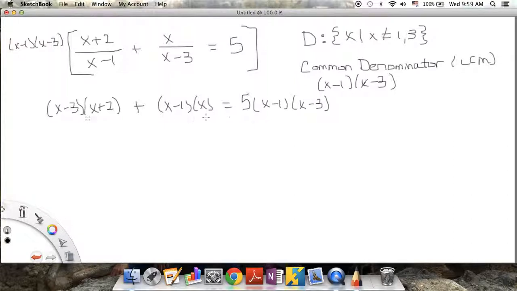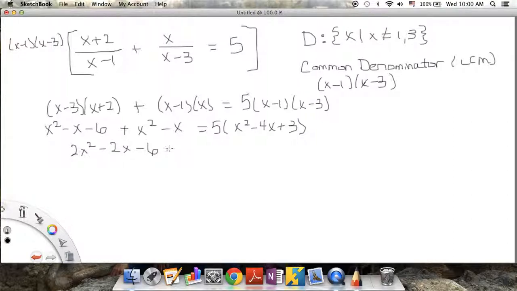Now once we are here, we have to multiply it out so that we can solve it. So we multiply this out and we have x squared, and then we're doing our FOIL here, x squared minus x minus 6, plus, and then this one we're just distributing, x squared minus x, equals, and this one we have to FOIL. We have the 5 out front, we'll go ahead and FOIL it first, and then start combining like terms, so we have 2x squared minus 2x minus 6, and then we distribute that 5.